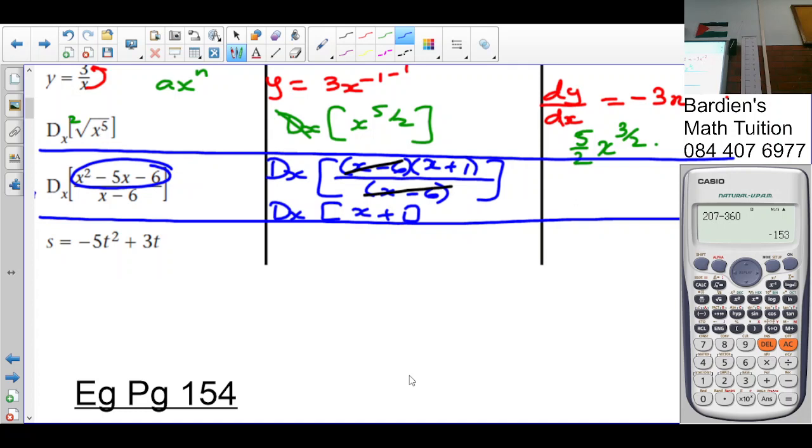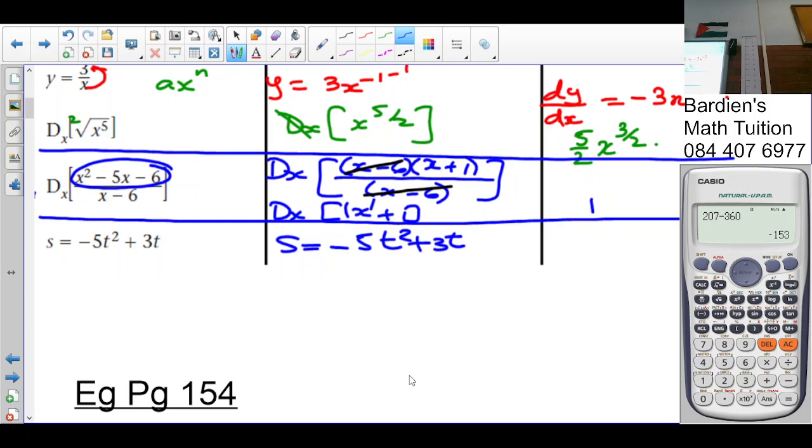Can I apply the derivative now? Yes. The derivative of x is 1. The derivative of a constant is 0. Is there any confusion here? You all understand, eh? Right. This one here, is this in the simplified form? Yes. I can apply the derivative as it stands here.